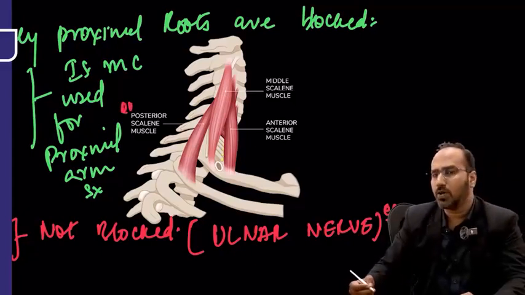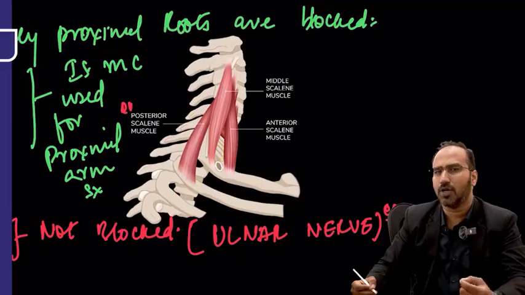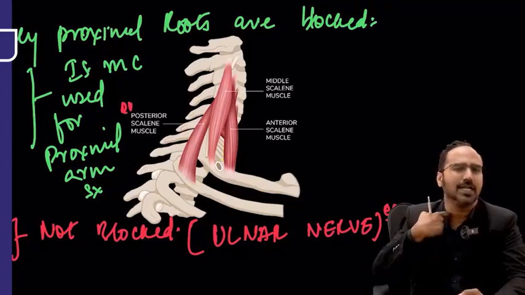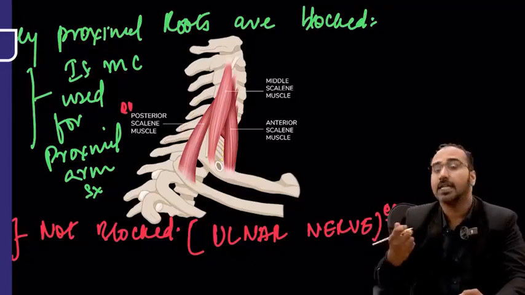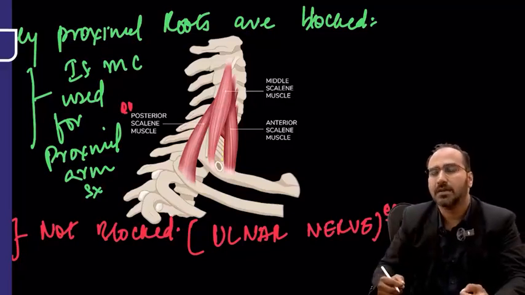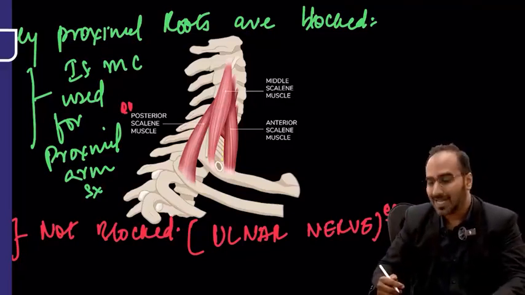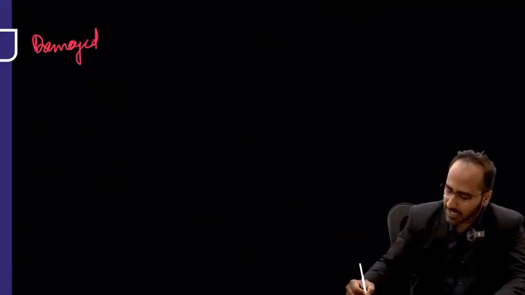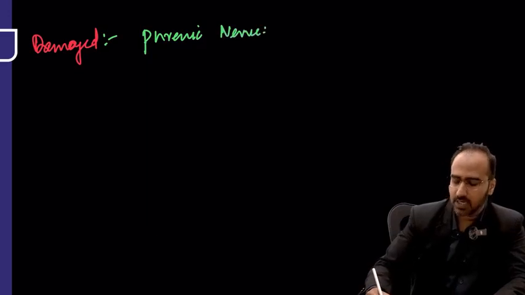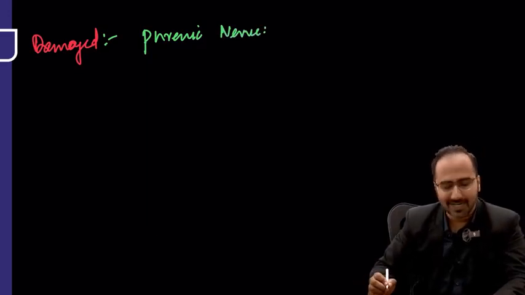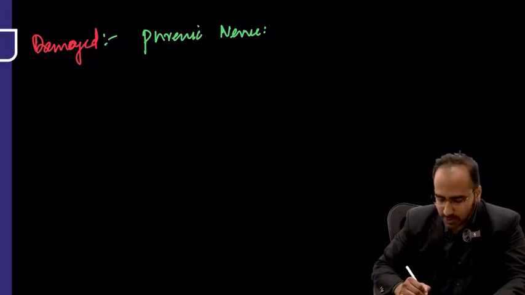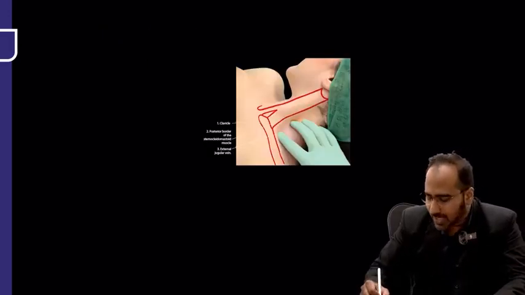And while inserting the needle from the interscalene approach, sometimes you might damage a nerve. The nerve that could be damaged in the interscalene approach is what, guys? It is the phrenic nerve. Hence, it can cause diaphragmatic palsy. That is the interscalene approach. The next approach of brachial plexus is what? Supraclavicular.